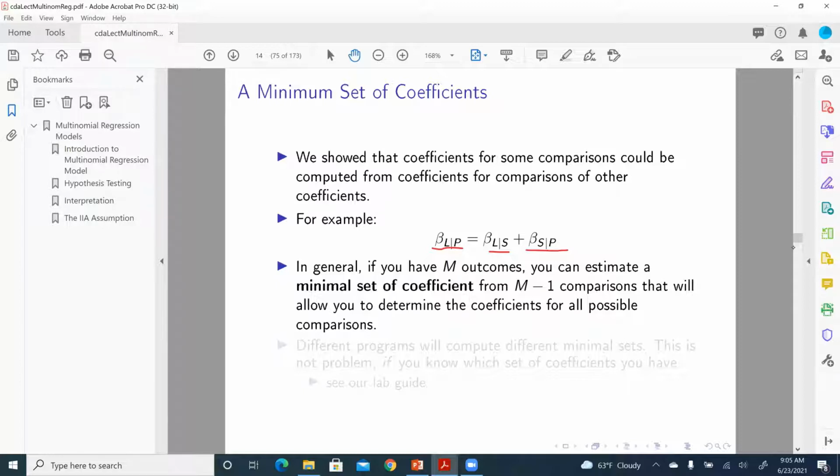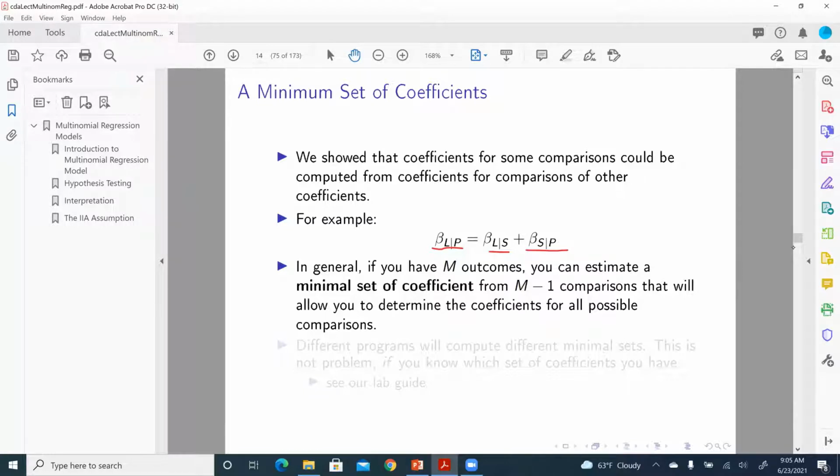Right? In general, if you have m outcomes, you can estimate a minimum set of coefficients from m minus 1 odds comparisons that will allow you to determine the coefficients for all possible comparisons. So, for example, what I used throughout these slides is occupational status: skilled workers, laborers, and professionals. So we have three categories. And what is the minimum set of coefficients? 2, okay?